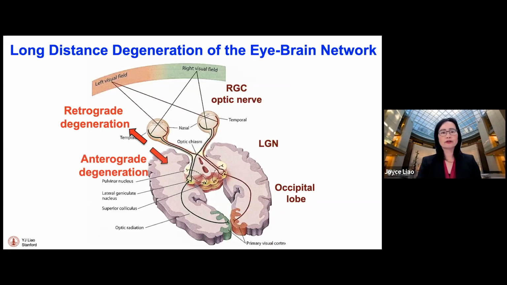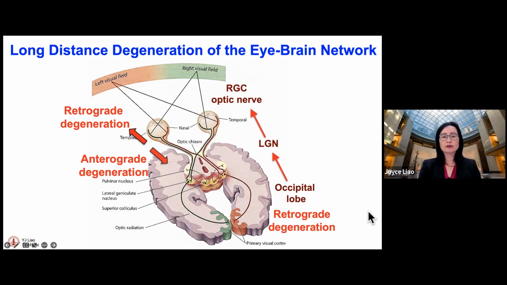Putting it together, long-distance degeneration of the eye-brain network can occur as a result of disease affecting the eye-brain network. In fact, this degeneration can occur in a retrograde fashion, meaning in the opposite direction to the direction of the information transfer. So an optic nerve problem such as optic nerve ischemia or glaucoma can lead to thinning within the eyeball and loss of the neurons that represent that visual space. It could also lead to anterograde degeneration into the brain.